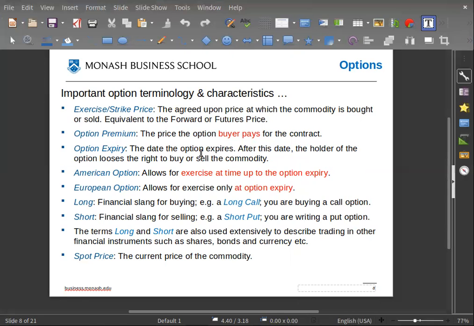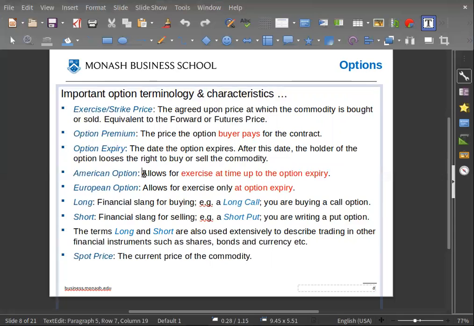Expiry. It is the date upon which the option expires. After that date, the buyer of the option no longer has the extra flexibility of buying or selling the underlying at the exercise price. Within the call and put option, there are two types depending on the expiry choice: American options and European options. The American option can be exercised at any time up to the option expiry date.